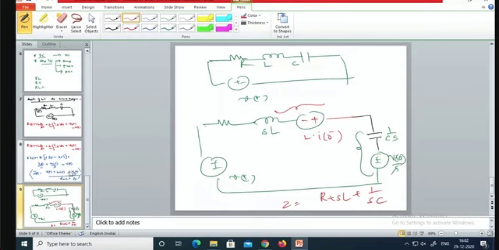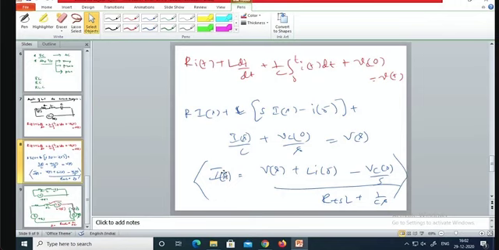So what happens here in the previous case? I of S is equal to what? Voltage by impedance. The impedance is represented like this: R plus SL plus 1 by SC. That's all.